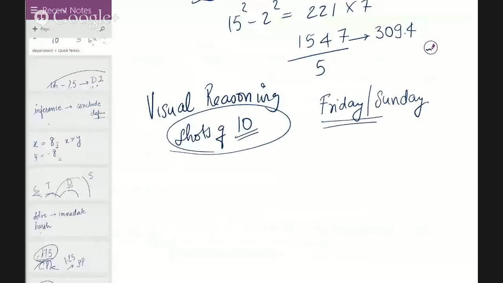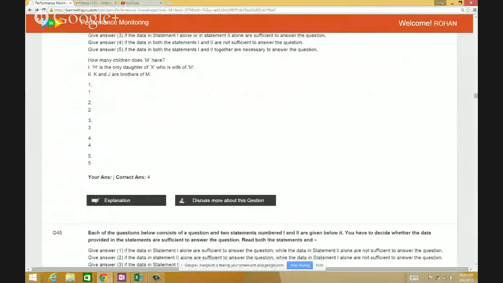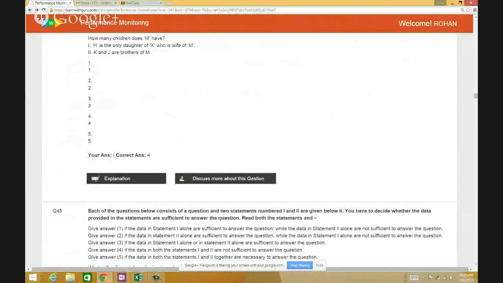Okay, do it in shots of 10, because if you do 5, you might not be able to focus well and you might not be able to get the answer so soon. When you do shots of 10, it's much easier. And recommended, don't do all 30 together. Okay, so let's go to the next question.